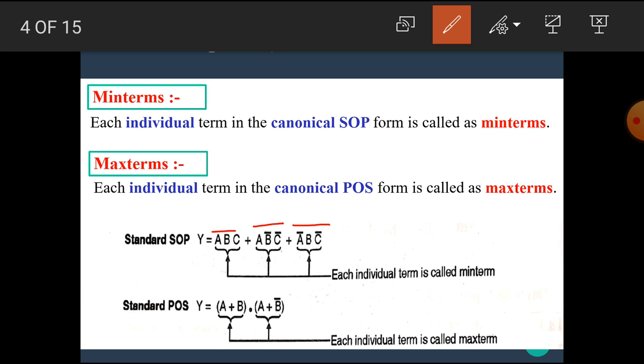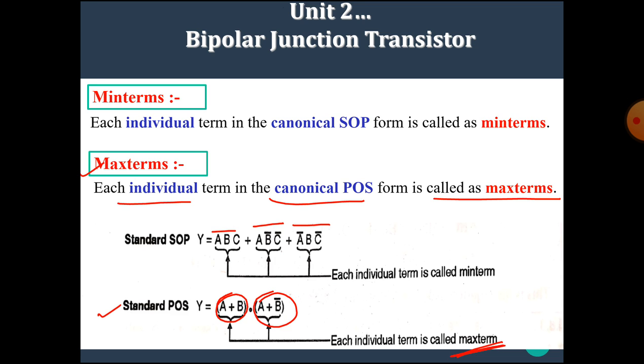Now let's see what is meant by max terms. Each individual term in canonical POS form is called a max term. Here this is the equation of canonical POS: y is equal to, in bracket, a plus b, into second bracket a plus b bar. Here each sum term or each individual term, that means a plus b, is called a max term. A plus b bar is called a max term. I hope you all now understand what is meant by min terms and max terms.